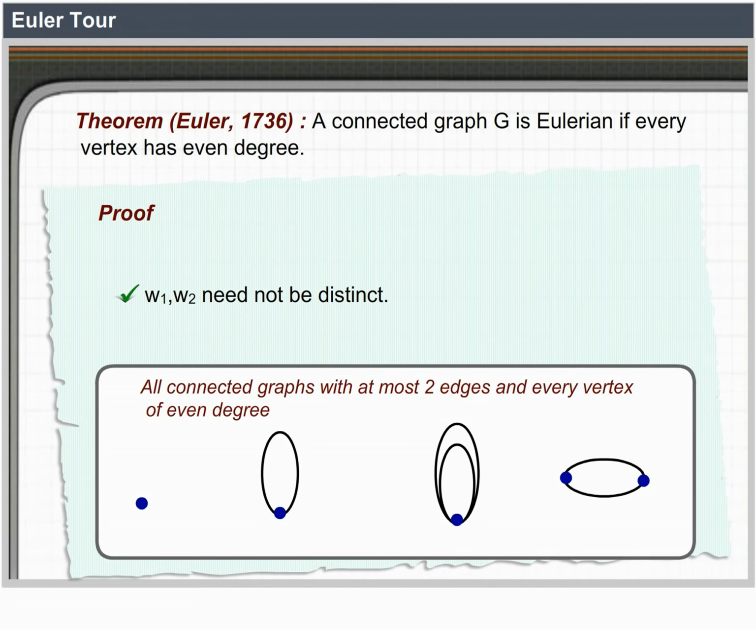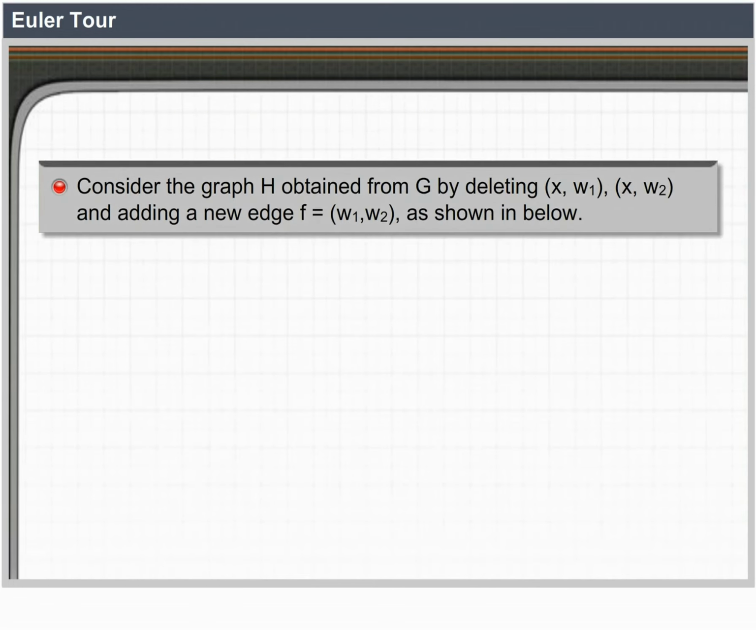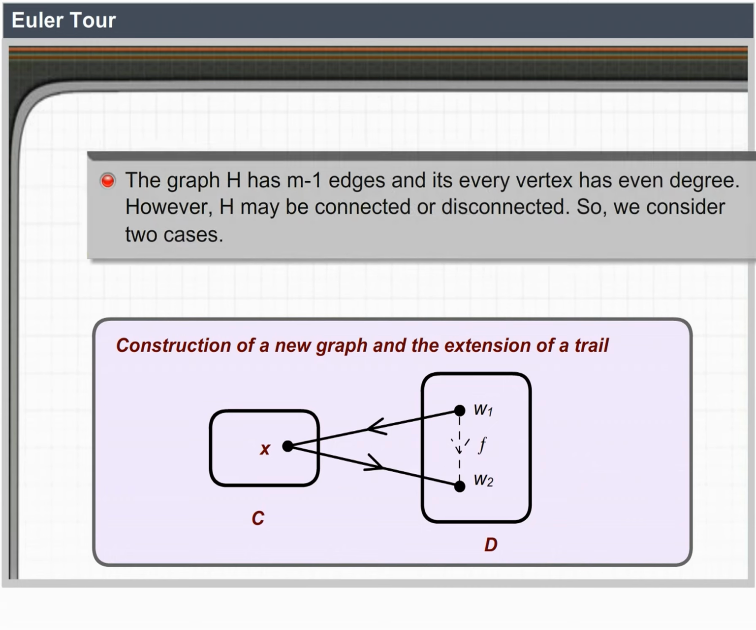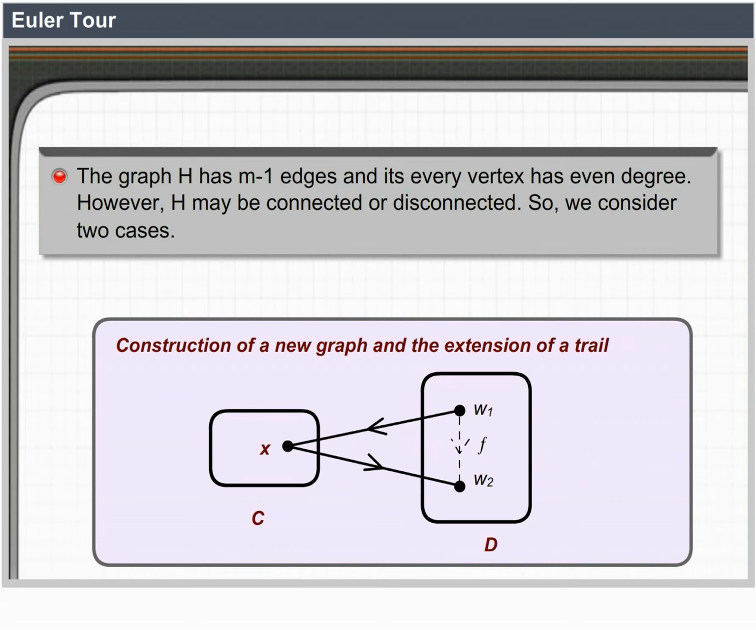Consider the graph H obtained from G by deleting xw1 and xw2 and adding a new edge f = w1w2, as shown below. Construction of a new graph and the extension of a trail is shown. The graph H has m-1 edges and every vertex has even degree. However, H may be connected or disconnected, so we consider two cases.